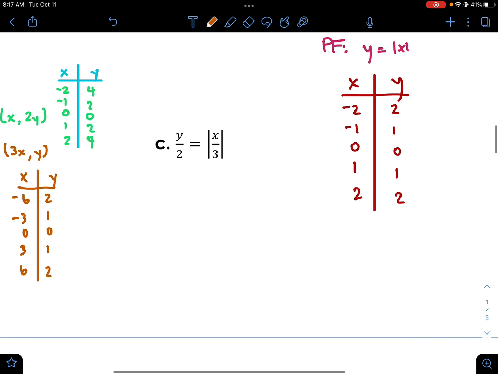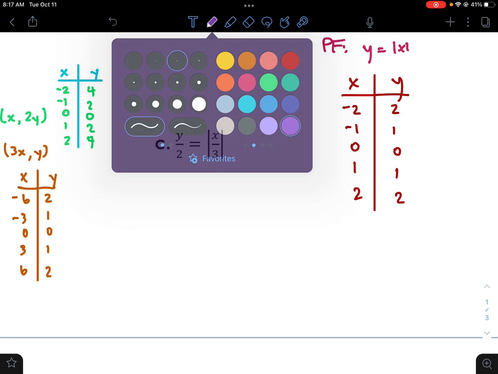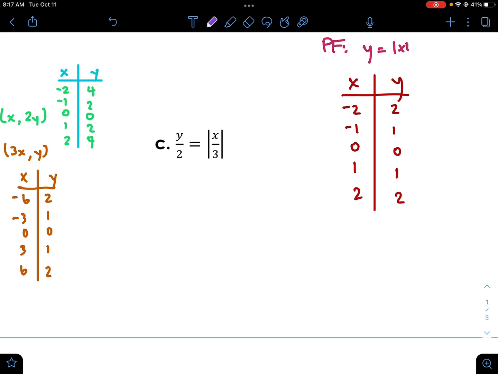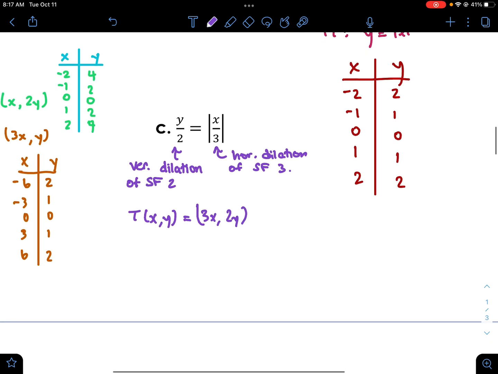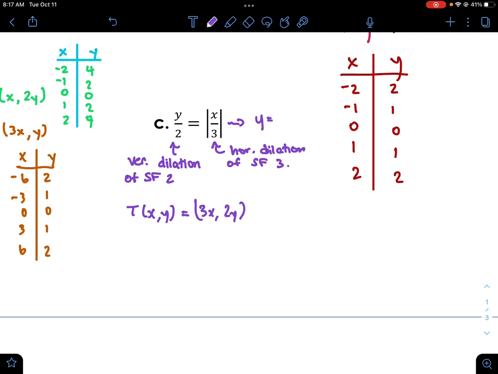Next, if you look at equation C here, you'll see that it has both A and B in it. You have a vertical dilation of scale factor 2, and you have a horizontal dilation of scale factor 3. If you take this, written as a double I, your transformation here would take x, y, and it would multiply the x values by 3 and your y values by 2. You could also see this written as a single I, where it'd be y equals 2 times the absolute value of x divided by 3.